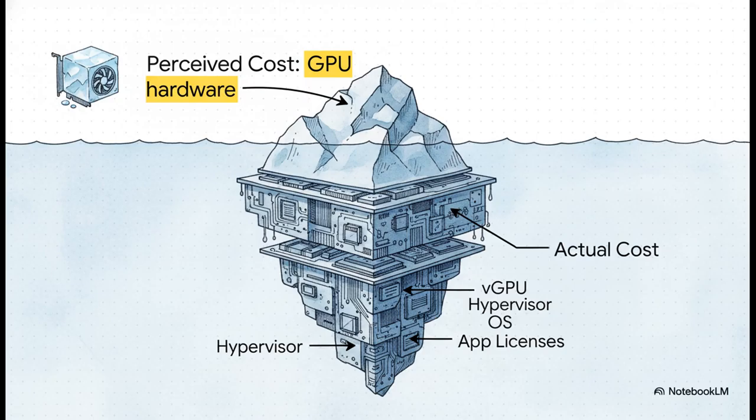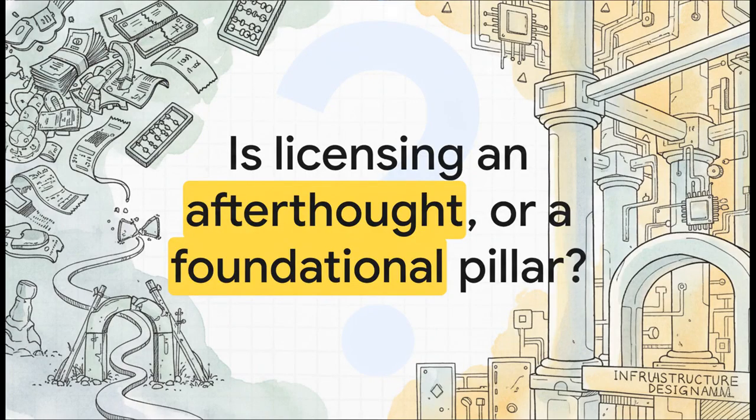This really shows the difference perfectly. On the left, you've got the perceived cost, the price of the GPU. That's just the tip of the iceberg. On the right, you have the actual cost, everything lurking below the surface. The vGPU software, the hypervisor upgrades, the OS licenses, the application fees, the whole shebang. So I'll leave you with this one question to think about. In your organization, is licensing just a surprise bill you have to deal with later on? Or is it treated as a strategic, foundational part of your entire infrastructure design? Honestly, the answer to that question could make all the difference.